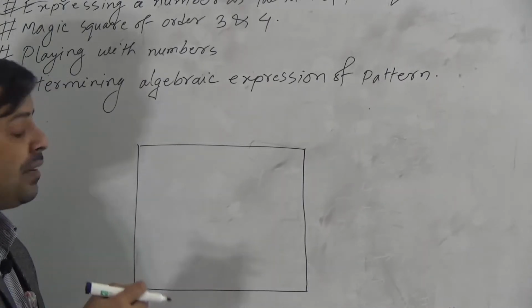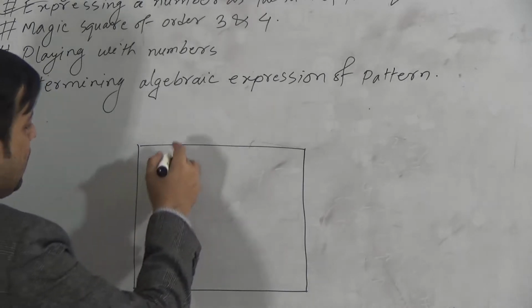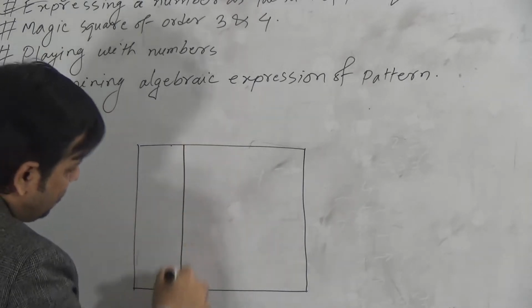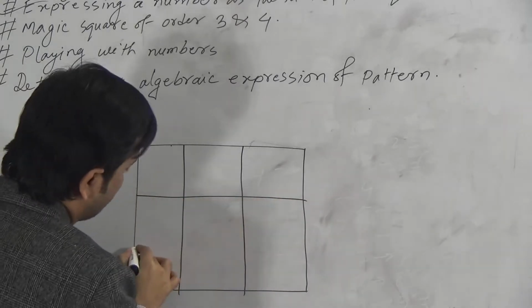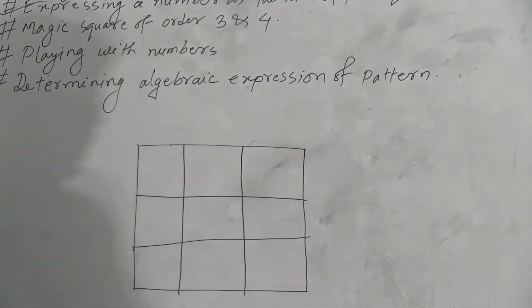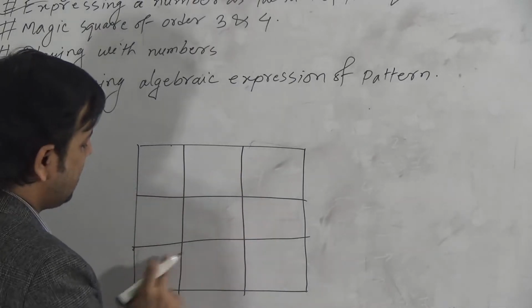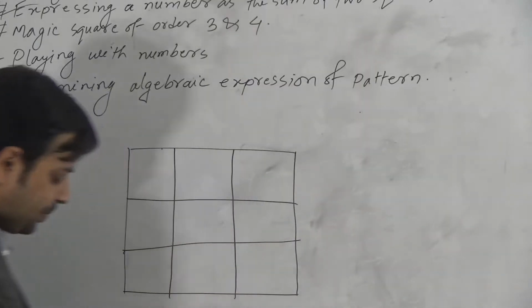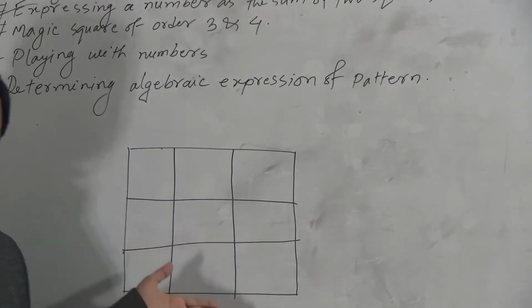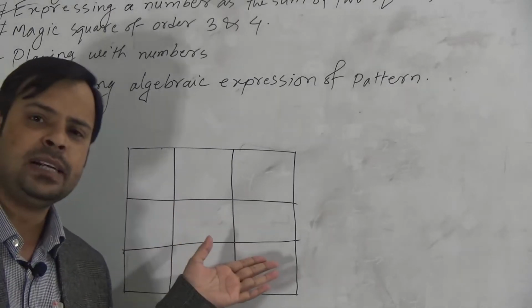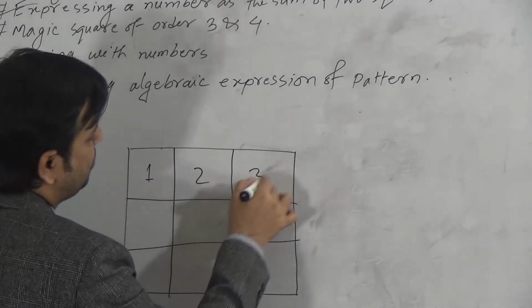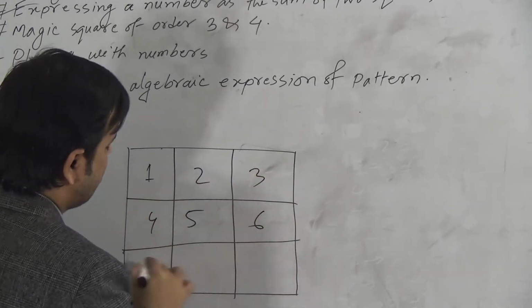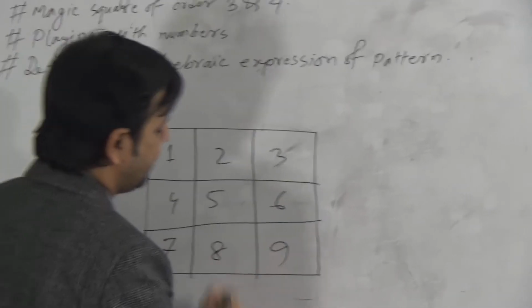If we divide the square into 3 equal parts, we will get 9 squares from this. Suppose all these are squares. Now how many squares here? 1, 2, 3, 4, 5, 6, 7, 8, 9. Now we can write 9 natural numbers from 1 up to 9 in this square: 1, 2, 3, 4, 5, 6, 7, 8, 9.